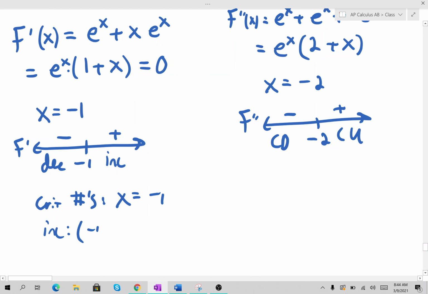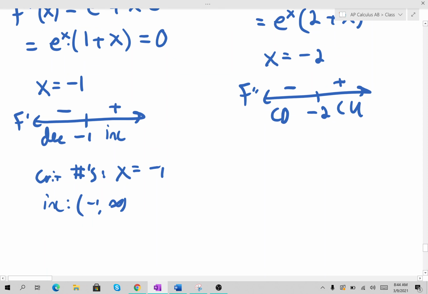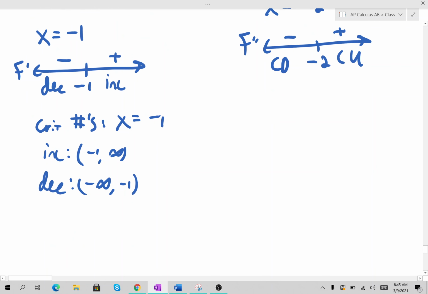We're increasing from negative 1 to infinity. We're decreasing from negative infinity to negative 1. We have a relative max nowhere. And we have a relative min. My max and min look very similar. Relative min is at negative 1.